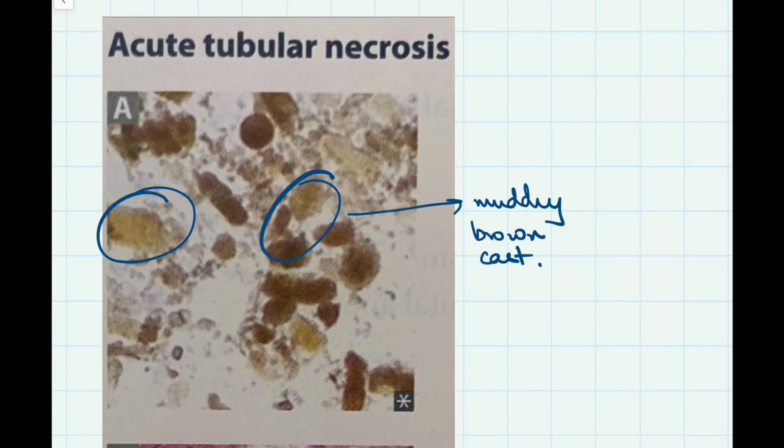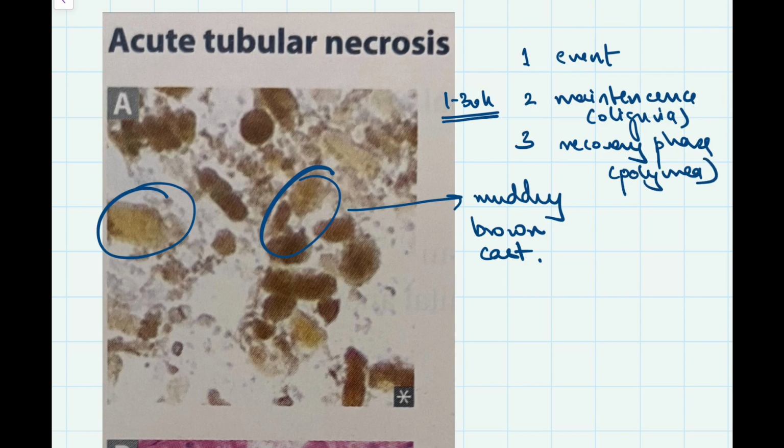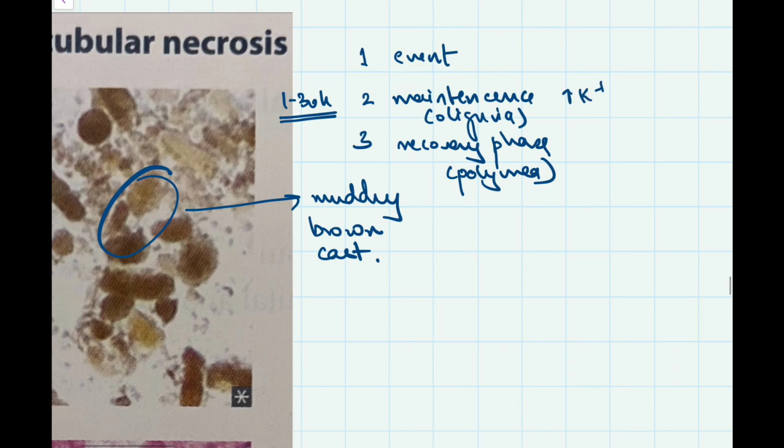So it occurs in three stages. First is the presence of an inciting event. Then is the maintenance phase where there is oliguria and it lasts for around 1 to 3 weeks. And then next is the recovery phase where there is polyuria. Here the blood urea nitrogen and the creatinine fall, and in the maintenance phase there is risk of hyperkalemia, while in the recovery phase there is a risk of hypokalemia.